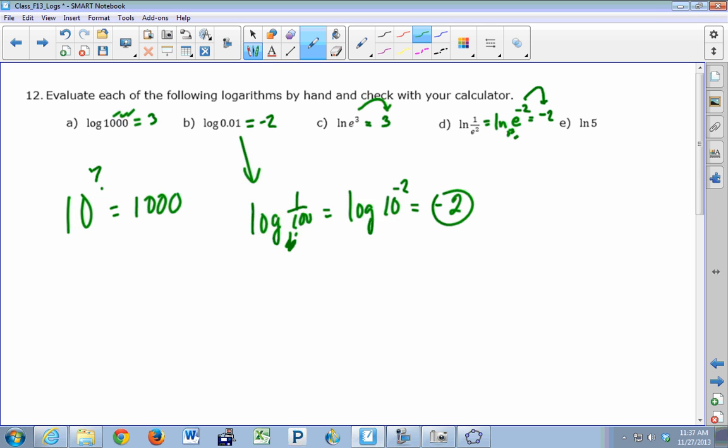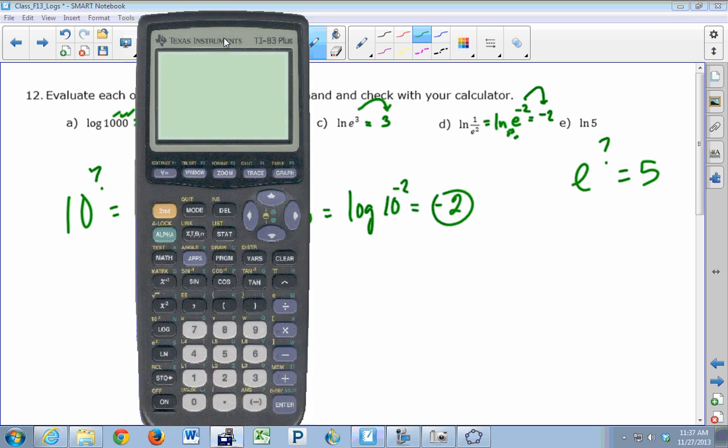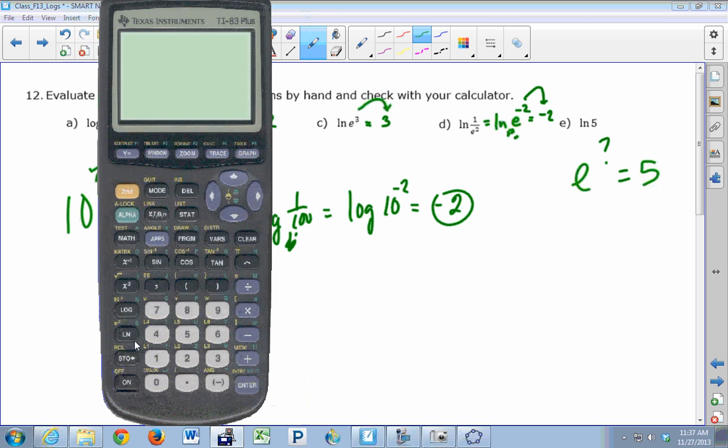Natural log of 5. E to what power gives you 5? If you know that off the top of your head, you're a savant. Okay, I don't know. So let's see. This is where we have to use our calculator. We say natural log, because we only have 2 logs we can do right now anyway on our calculator. Let's clear everything. Natural log of 5 is 1.609437912. I'll probably tell you to estimate it to two places, so 1.61.